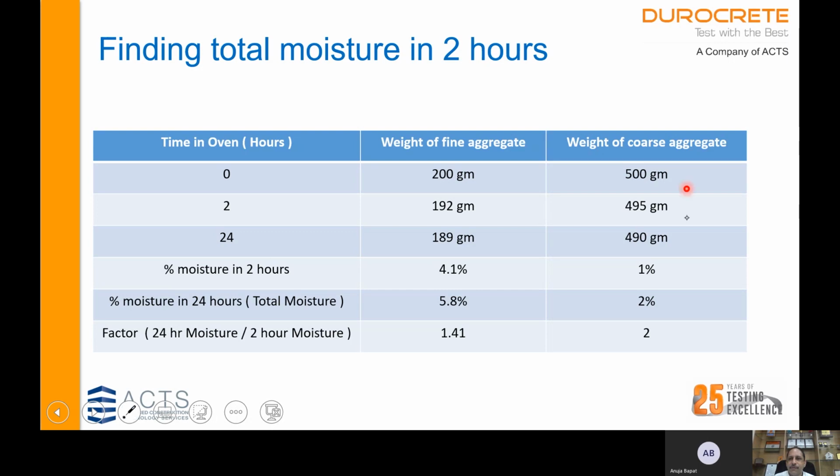495. Then after 24 hours, it is 490. So moisture percentage after 2 hours is 1%, whereas after 24 hours it is 2%. So the factor you calculate is 2. So you can calculate the total moisture by finding the moisture at 2 hours and multiplying it by a factor of 2.